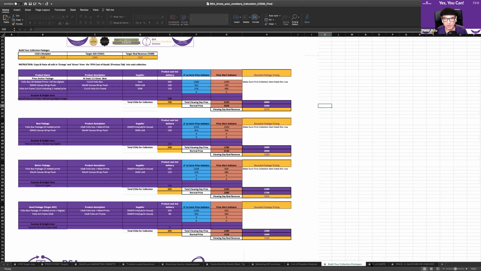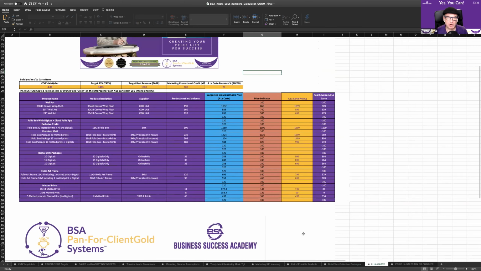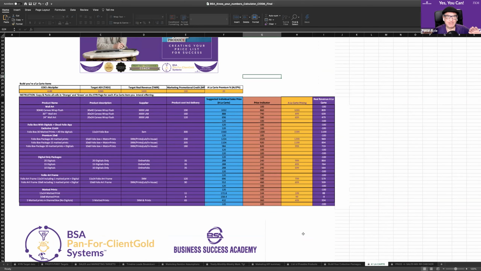Okay. So then we have our a la carte pricing, because we talked about the principle that, even if we have our collection prices, we want to show some a la carte items to show the value in the collection. So it's better. There's more value for the client by spending more and buying the collections. Does that make sense? So that's what we're trying to do here. So again, we just copy and paste the items in, just group all your stuff together, wall art together, your folio boxes together if you're offering folio boxes, or if they're albums, doesn't matter what they are. If you're going to offer digital packages, you can offer them here. Folio art frames, whatever that might be.